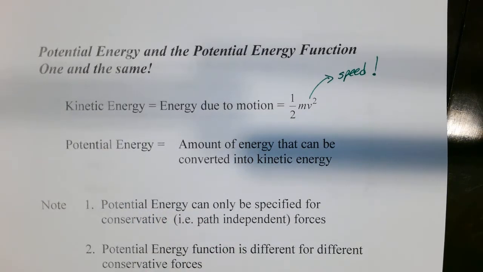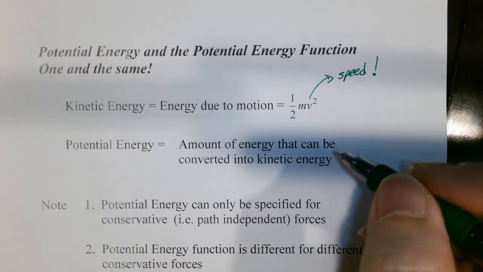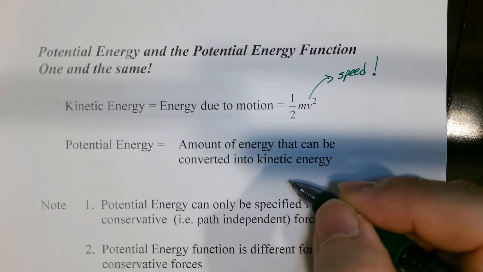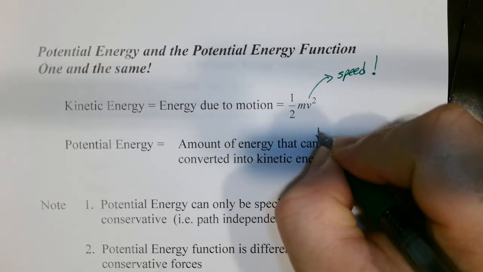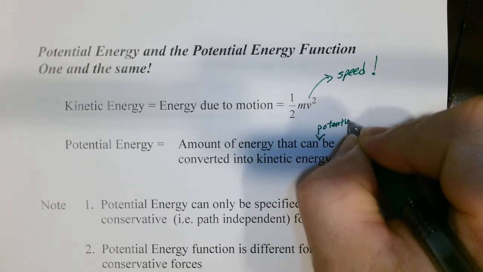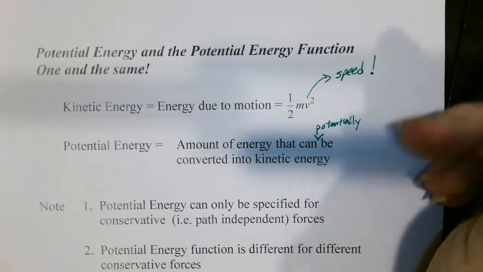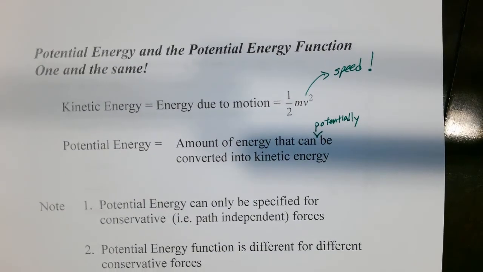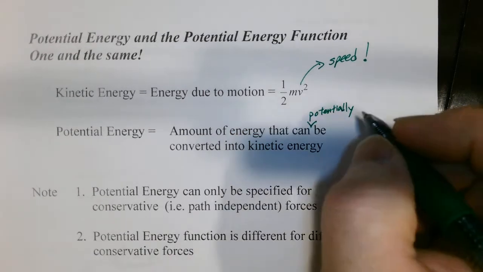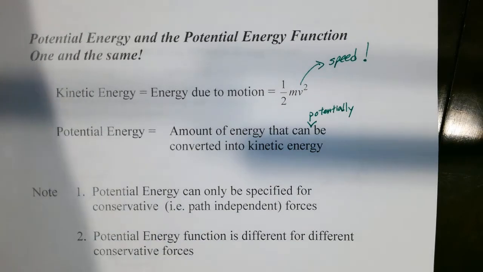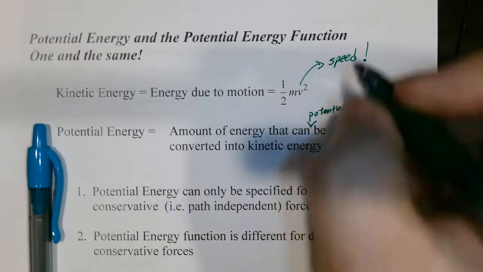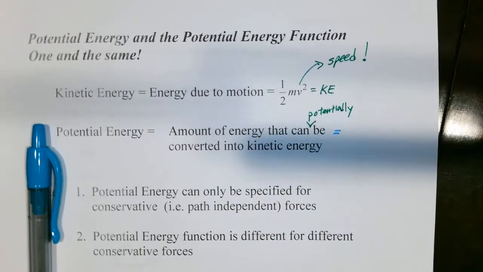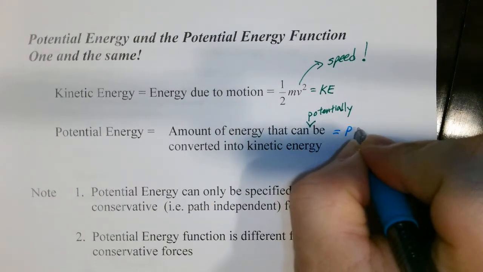Now, the potential energy definition is the amount of energy that can potentially be converted into kinetic energy. So it has potential to do work, because work is changing kinetic energy. So potential energy is defined as, well, we know kinetic energy is defined as KE. Well, potential energy is defined as PE.